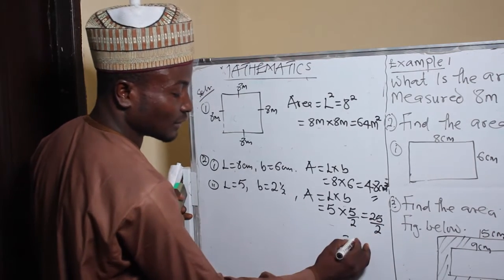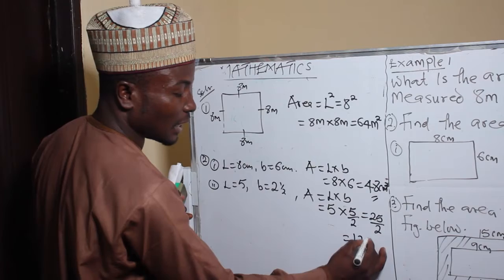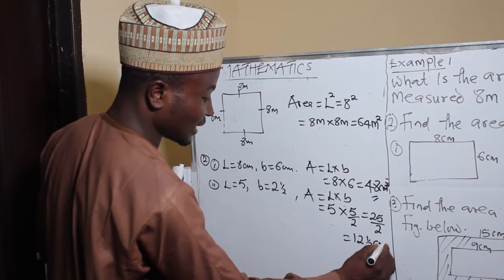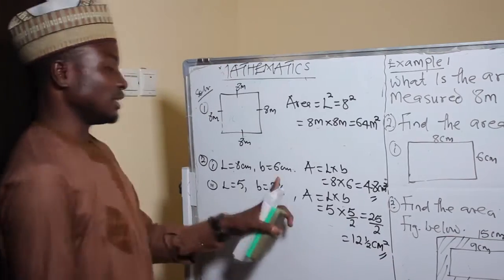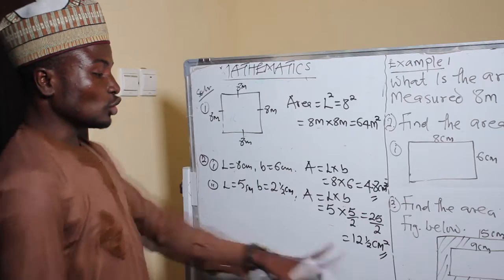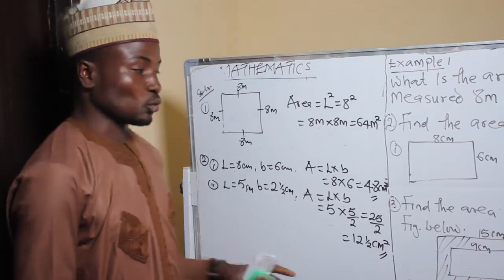25 over 2 is the same thing as 12 whole number 1 over 2. That is 12.5. You have to put the unit, which is centimeter square, since it's given in centimeter. So these ones are given in centimeter, so it's going to be written in centimeter square.